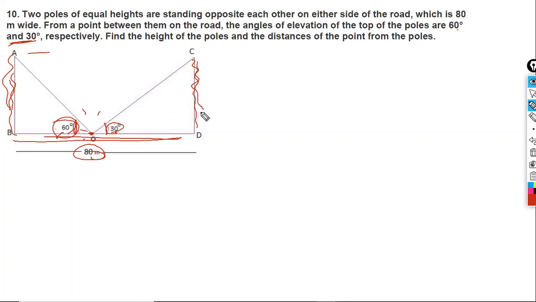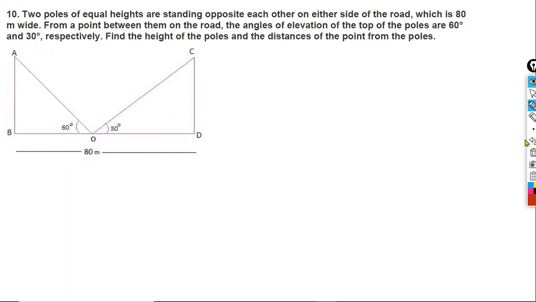So you have to find these heights and the distance of the point from the poles. Also you have to find, from this point O, OD and OB. So first, let's find tan 30. You just write what is given. Given is BD equal to 80 meter, and angle COD equal to 30, angle AOB equal to 60 degree.